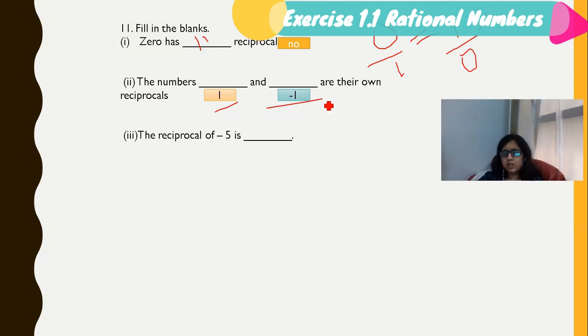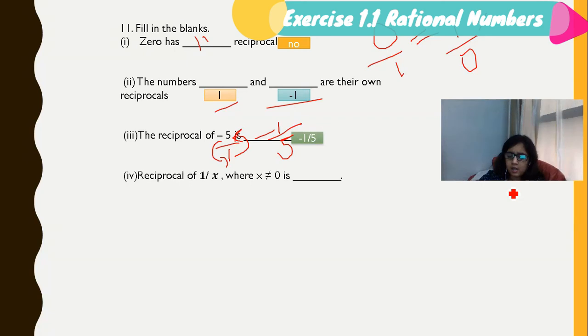So our third part is the reciprocal of minus 5. We can write minus 5 like this, minus 5 upon 1. And in order to find the reciprocal of this number, we have to change the denominator value to the numerator and the numerator value to the denominator. So our answer will be 1 upon 5, that is minus 1 upon 5. What we have done, we have just shifted the numerator and denominator values with each other in order to find the reciprocal.